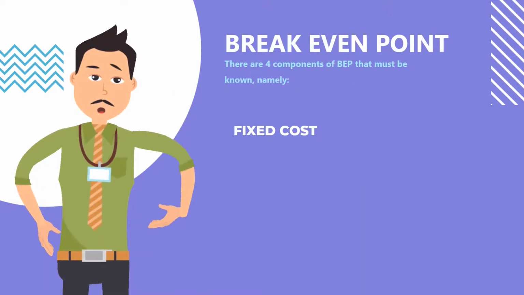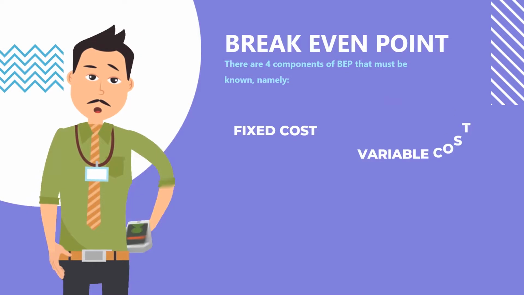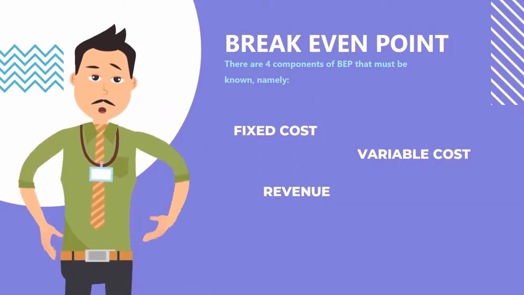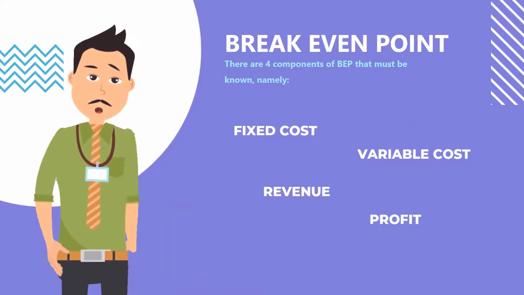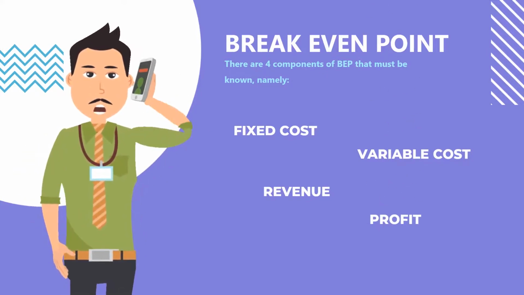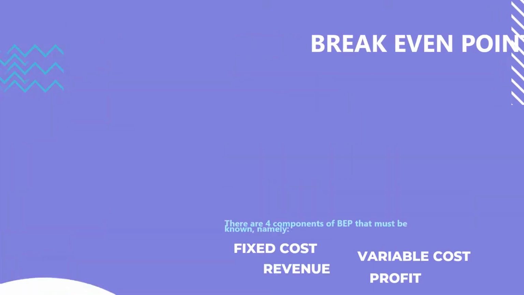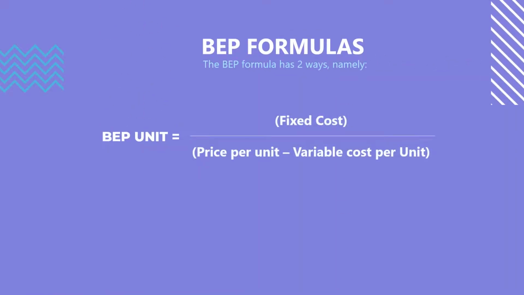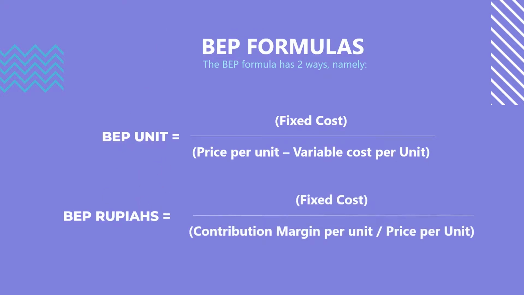Fixed costs are costs that stay fixed even though the production volume changes. 2. Variable costs are costs that vary according to production volume. 3. Revenue is the income received by the seller of goods. 4. Profit is the residual income after deducting fixed costs and variable costs. The break-even point formula has two ways. Break-even point unit: fixed cost divided by price per unit minus variable cost per unit. Break-even point rupiah: fixed costs divided by contribution margin per unit divided by price per unit.